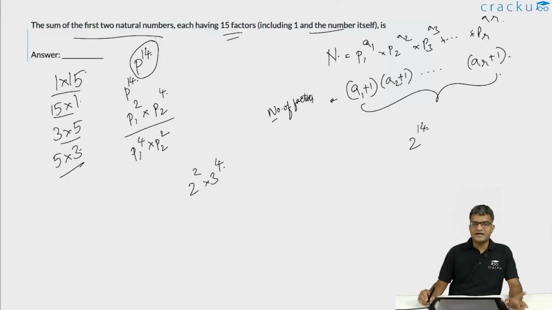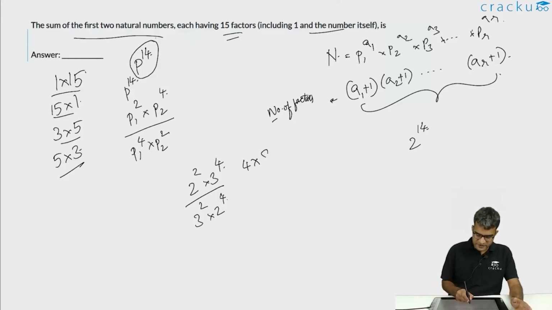We can also have it another way around. We can have it as 3 square into 2 to the power 4. These are basically the numbers that we have to consider. 2 square into 3 to the power 4 will be 4 into 3 to the power 4 is 81. This is equal to 324. 3 square into 2 to the power 4 is 9 into 16, which is 144.